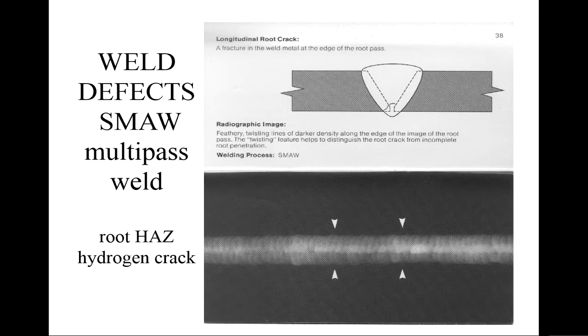This one started in the heat-affected zone, near the root, and the aspect of this defect has these feathery and twisting lines, which appear darker. Why do they appear darker? Because there is a crack present in there.